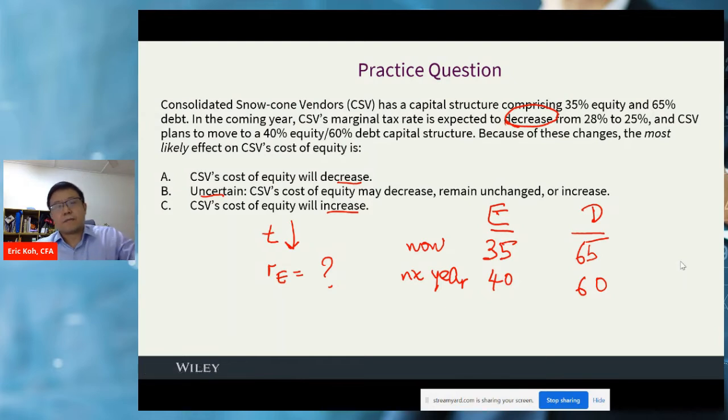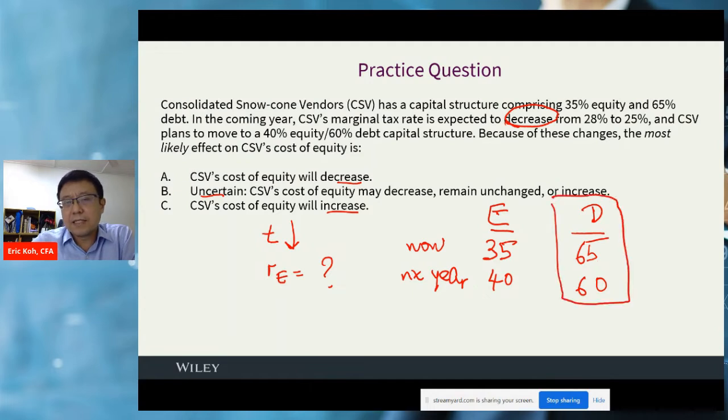Now, there are two things to consider. The first thing to consider is this. Typically, in this kind of situation, we say there are taxes. In this kind of situation, you notice that the debt proportion or weightage of debt has come down. So you would expect that the value of the firm may potentially come down, right? Because we said that VL equals VU plus TD.